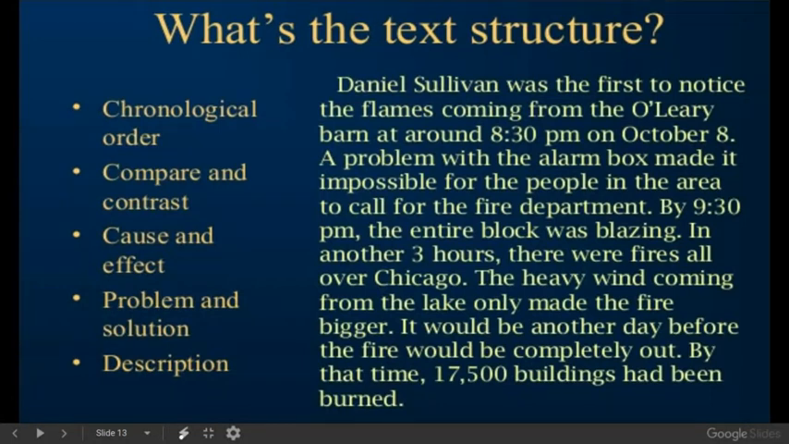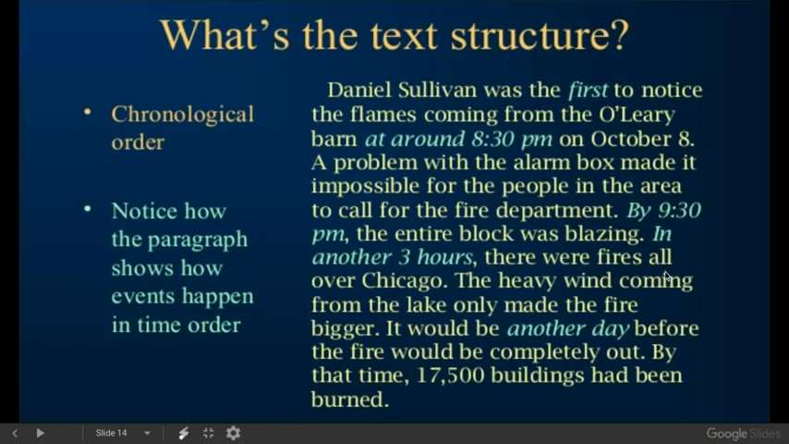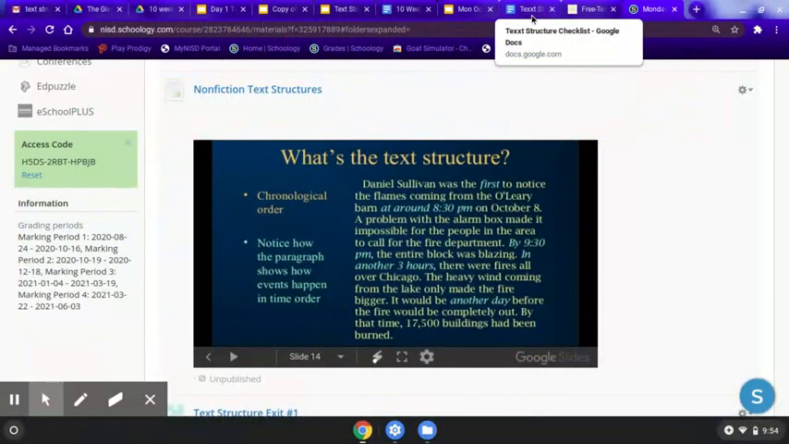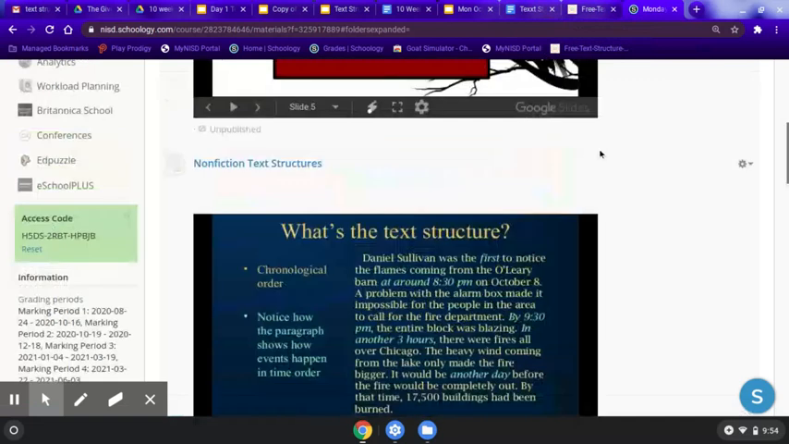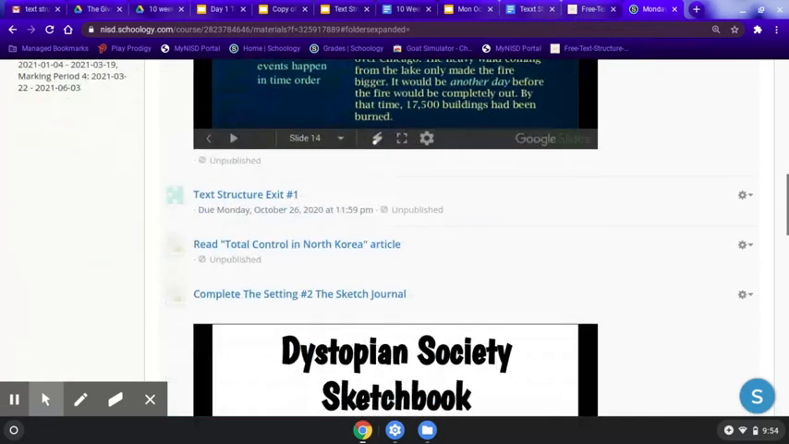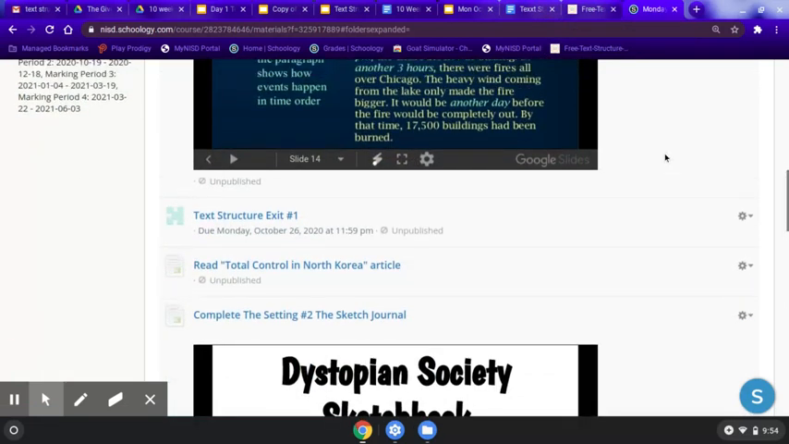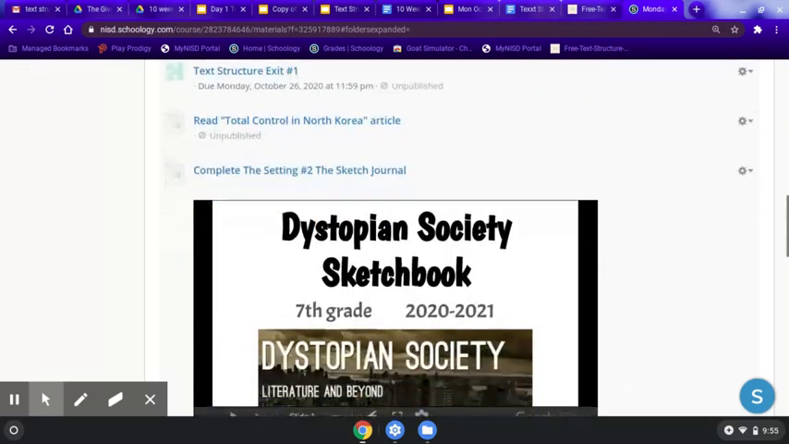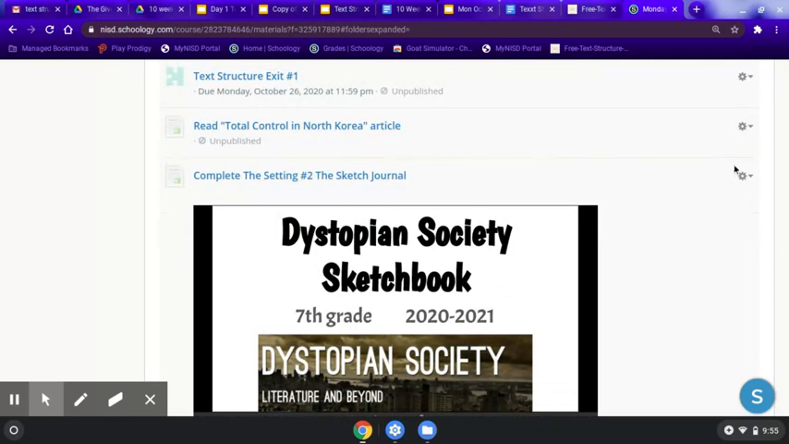Would this be classification, compare and contrast, or chronological order? Because of these signal words, we see that they are in chronological order. So now I'd like for you to go and take the exit ticket. You will be reading some passages just as we've done and determining whether they are one of the 3 text structures that we've learned, and then you will be matching the signal words with their correct text structure.